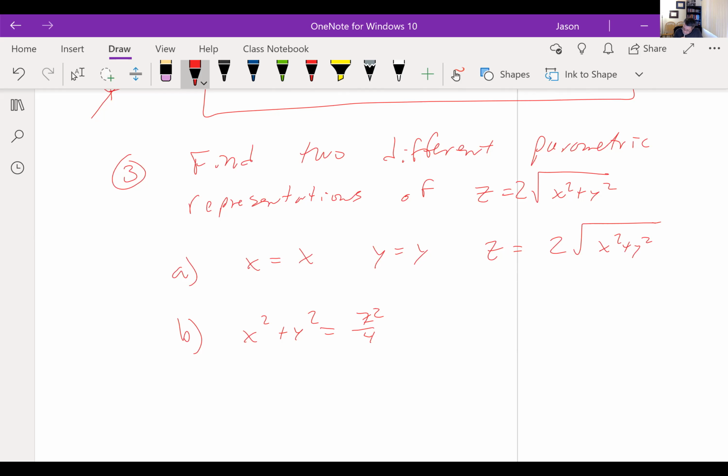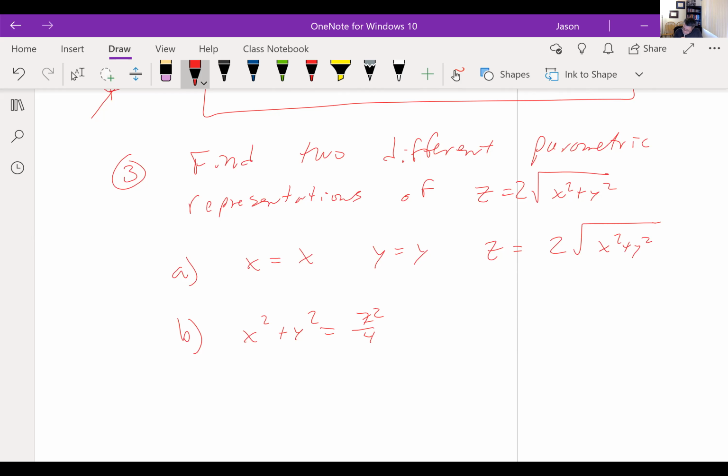Okay, number 2. Find a vector function that represents the elliptic paraboloid z equals x squared plus 2y squared. So we want to parametrize this, and this is a 3-dimensional figure.